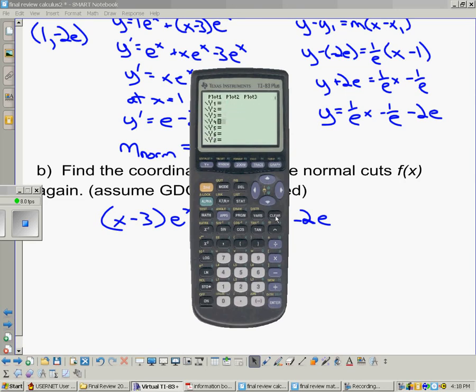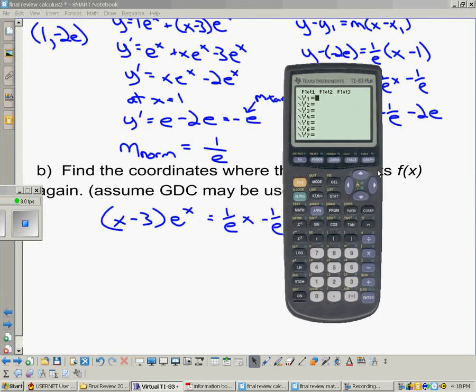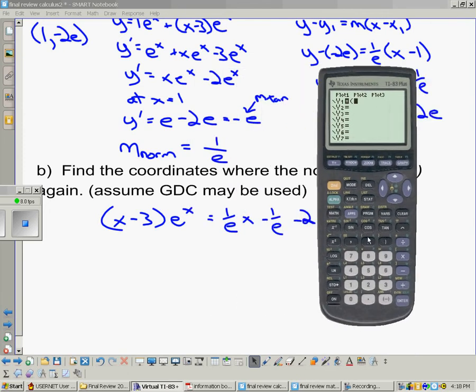Get rid of all this other stuff. We have x minus 3 times e to the power of x, all over 1 over e times x minus 1 over e, minus 2e. Okay, I'm really not sure what these are going to look like, so I'm just going to go to my standard settings.